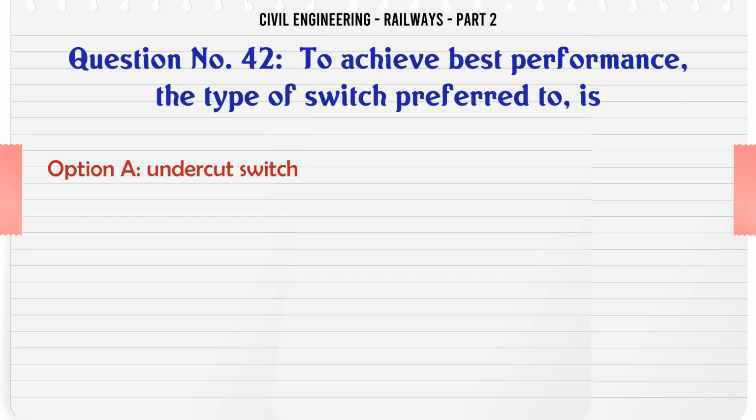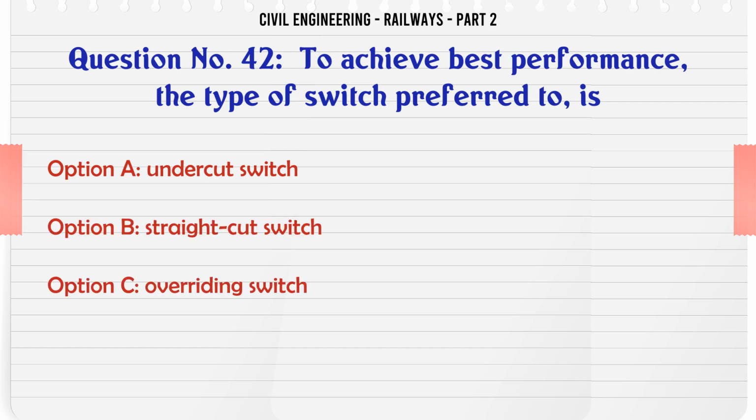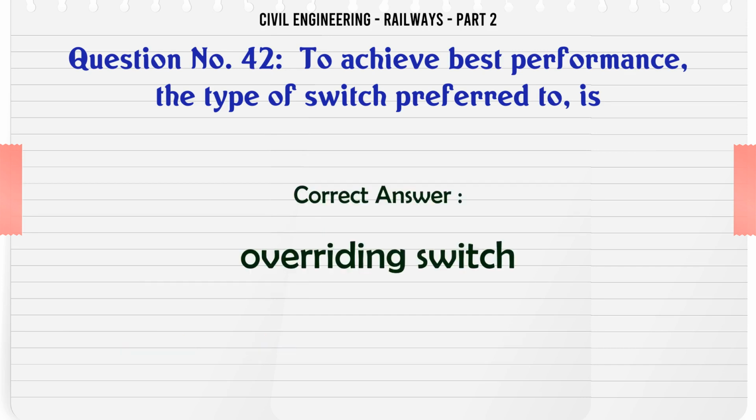To achieve best performance, the type of switch preferred is A. Undercut switch, B. Straight cut switch, C. Overriding switch, D. Both A and B. The correct answer is overriding switch.